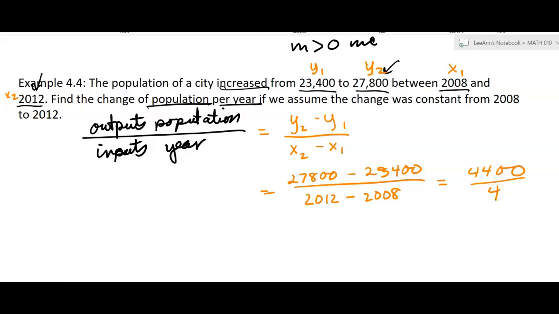So we're finding the change of population per year. You have to divide this out to do it per year. So it looks like it's 1,100 more people per year. That's how the population's changing. We're increasing by 1,100 per year.